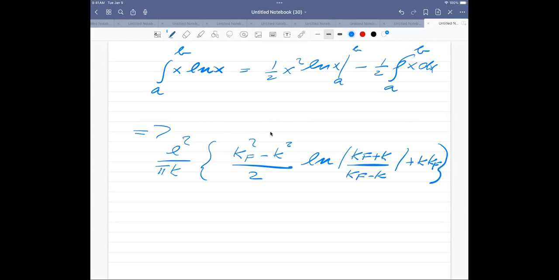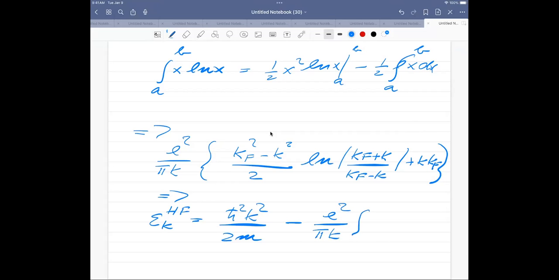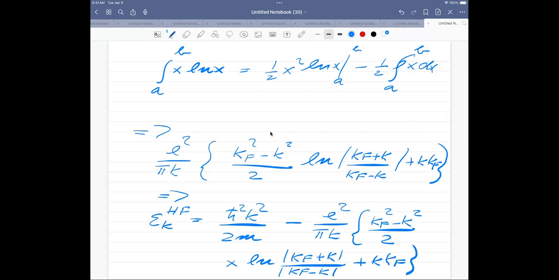And when I put everything together, what that means is that I'm going to get a Hartree-Fock energy, which now is given by h bar squared k squared divided by 2m minus this term, e squared over pi k, of kf squared minus k squared divided by 2 multiplied with ln of the absolute value of kf plus k divided by kf minus k, plus k times kf. This is going to be the analytical expression for the Hartree-Fock energy.